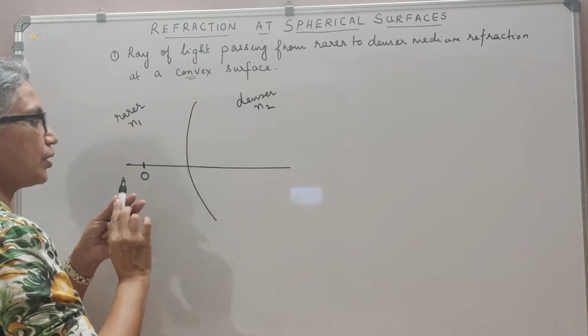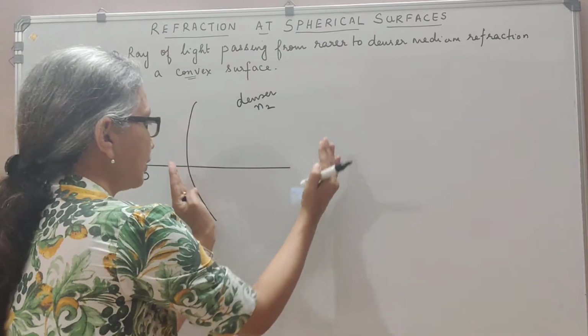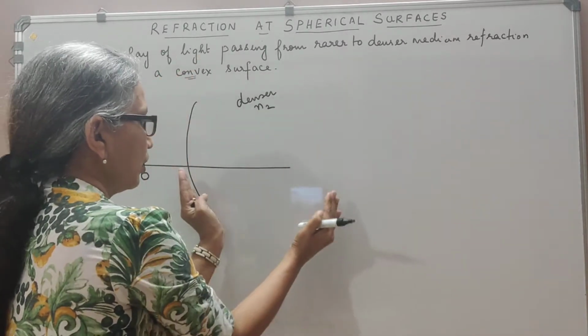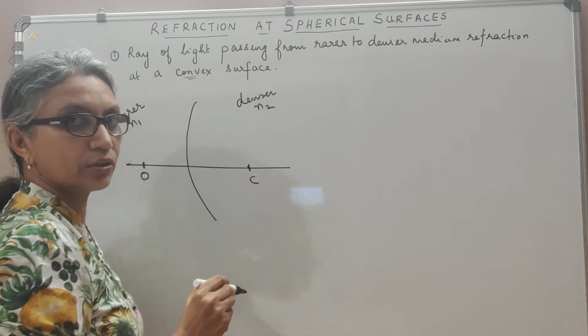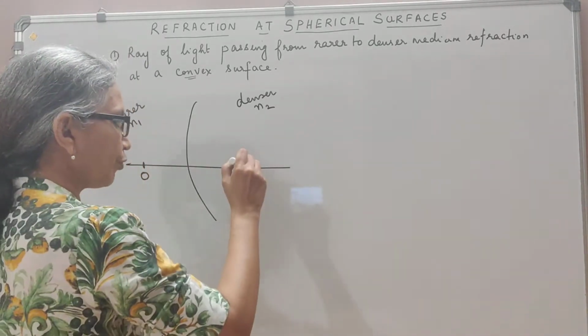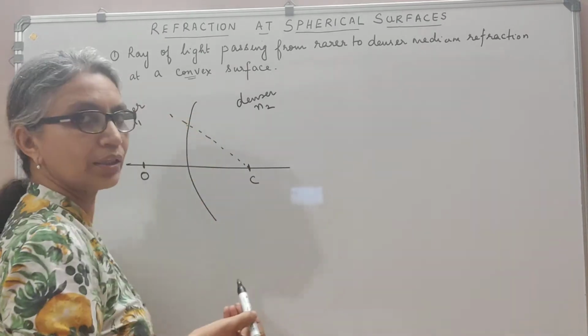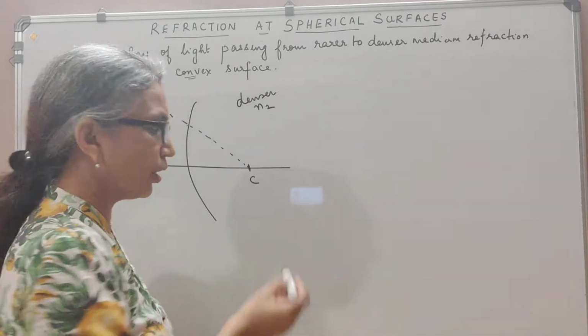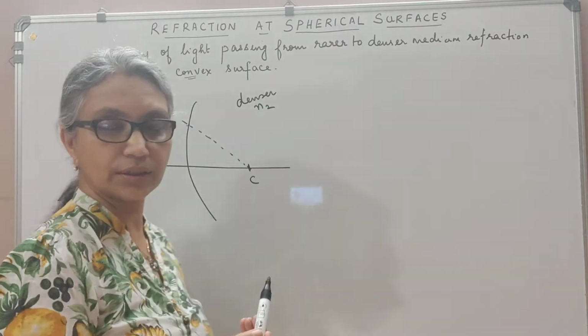Because when I look from the rarer side, it should bulge out. Now our spherical surface is part of a sphere like this. So the center of curvature will be lying on this side. As you know, any line I draw from here to the spherical surface has to be the radius of curvature, simply because this line joins the center to the circumference. So it has to be the radius.